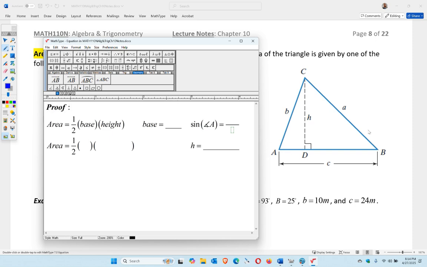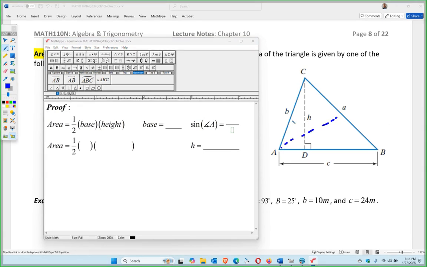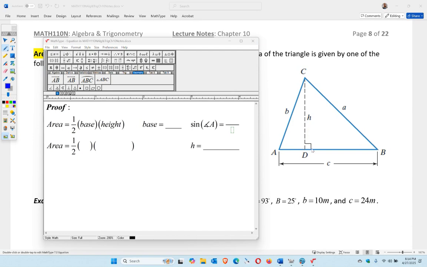So the base of this triangle, again, we're using the same triangle as the first page of these notes. I'm going to draw an altitude, and the base will be C. This will work for A, B, or C, depending on how you turn the triangle around. You just change the altitudes. You can draw the altitude this way or this way, however you orient it. The proof still works. Okay, so the base is C.